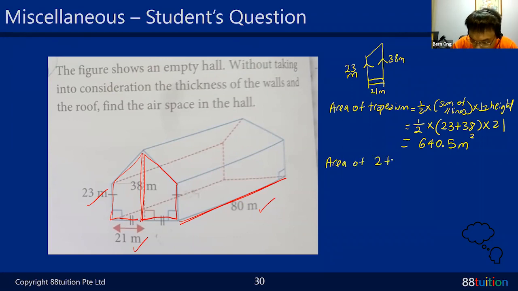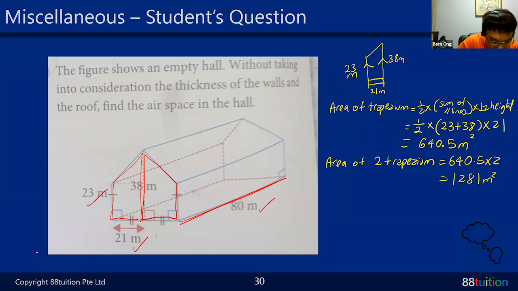The area of two trapezium is actually called the area of cross section. It is equal to 640.5 times 2, and that should give you 1281 meter square. So this portion, the shaded red color, is actually 1281.